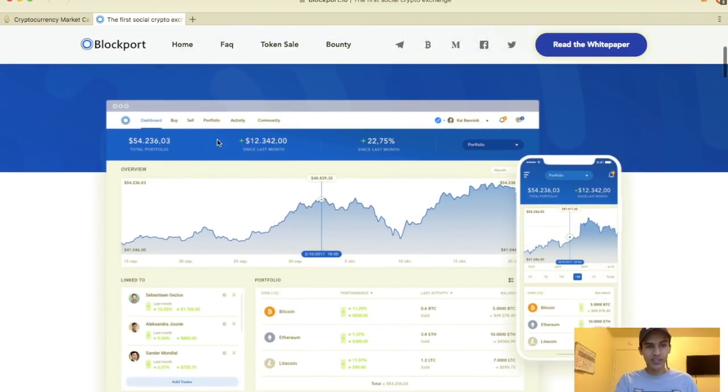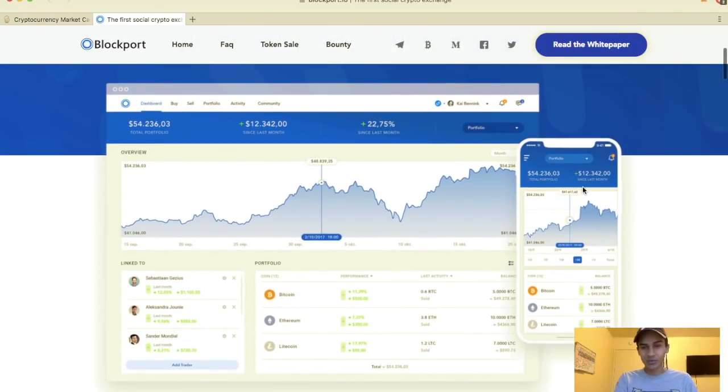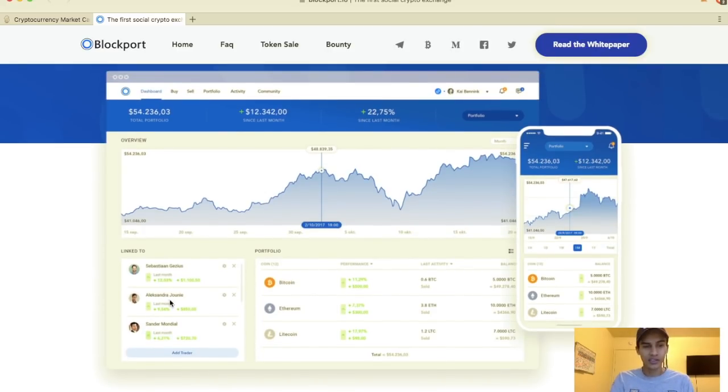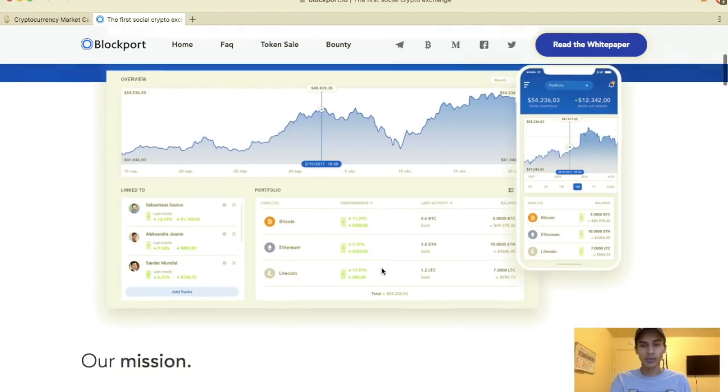This is their dashboard for their website, and this is the dashboard for the mobile application here. What does it look like? It looks very, very similar to, well, Coinbase. So this is basically going to be the decentralized Coinbase, but even better. As you can see here, you can see traders that you're following and you're linked to and how much your account has grown. And then the mobile application here is just showing you the coins and their percent value and how much they've gone up, your total portfolio value, and the gain since last month.